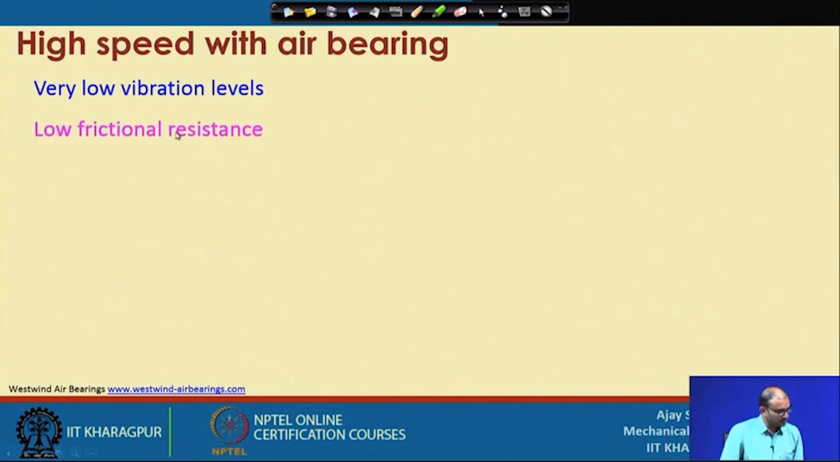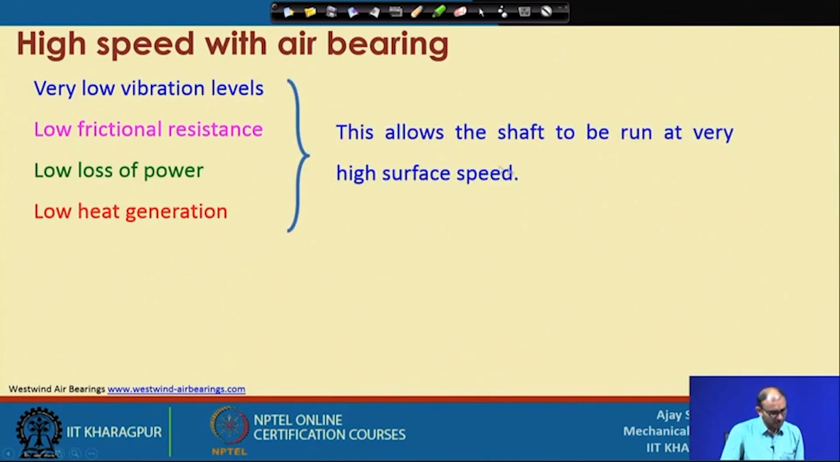Low frictional resistance. Because once the friction is not there, there is no possibility of heat generation, and heat generation is one of the limitations, because of the friction and the thermal deformation of the component. That is not present here, that is a good thing. Low loss of power, because when there is friction and wear, you have to apply more and more power to overcome them, but that is not the issue here. And very low heat generation. So, these are some of the advantages, and because of that you can allow the shaft to run at a very high surface speed.